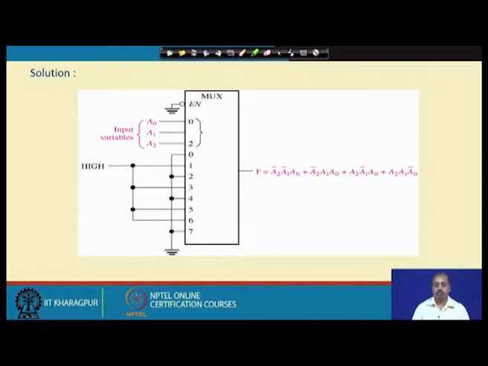So, what we need to do is, some of the data inputs are to be tied high, some of the data inputs are to be tied low, and these combinational function variables should be tied to the select lines of the multiplexer, and definitely the enable line has to be activated.